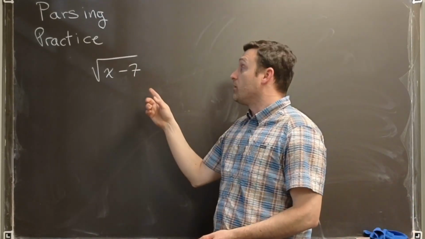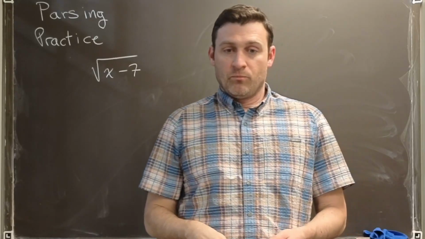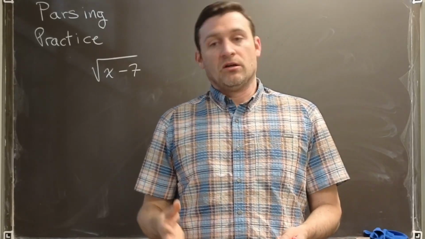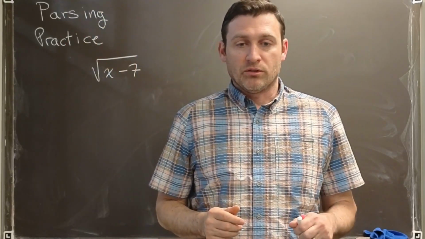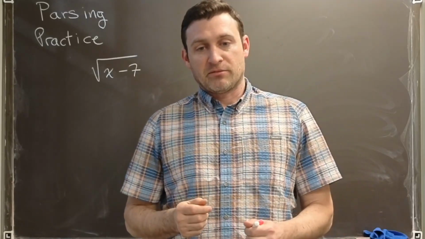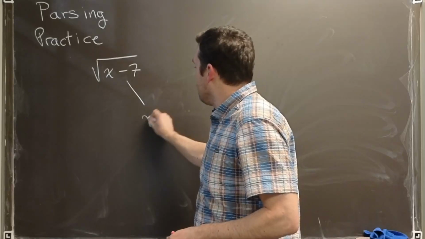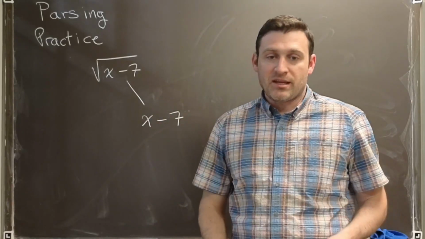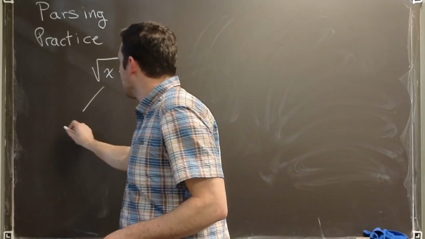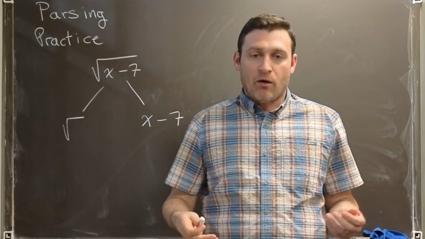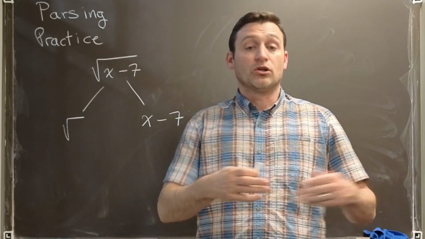What about this one? How do we factor this one? We see that there's sort of 2 parts. There's an outside part, which is a square root, and then there's an inside part, which is an x minus 7. So you're probably correct to predict that there should be a branch with an x minus 7, and another branch with a square root. But somehow we have to see how these 2 branches are glued together.